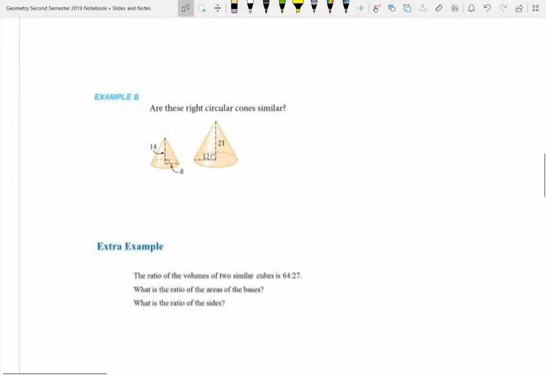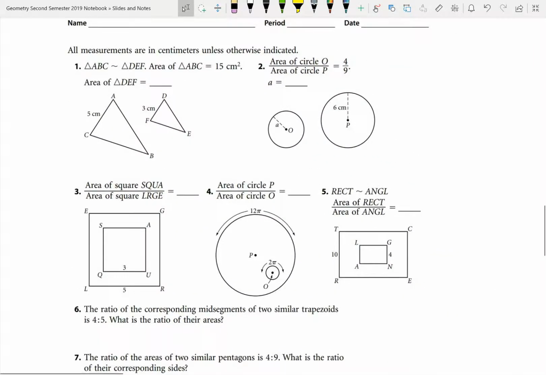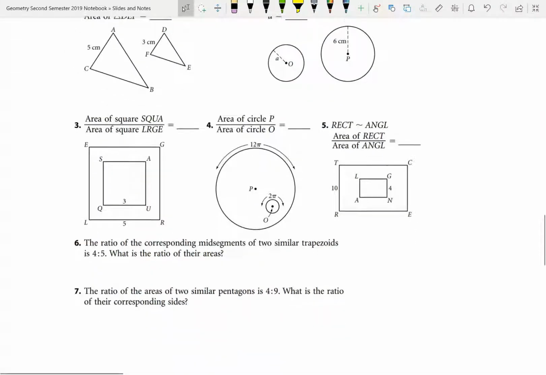So what I'm going to do now is go right to the area and similarity problems. I had you guys doing 1 through 5, or actually it was 1 through 7, I believe.